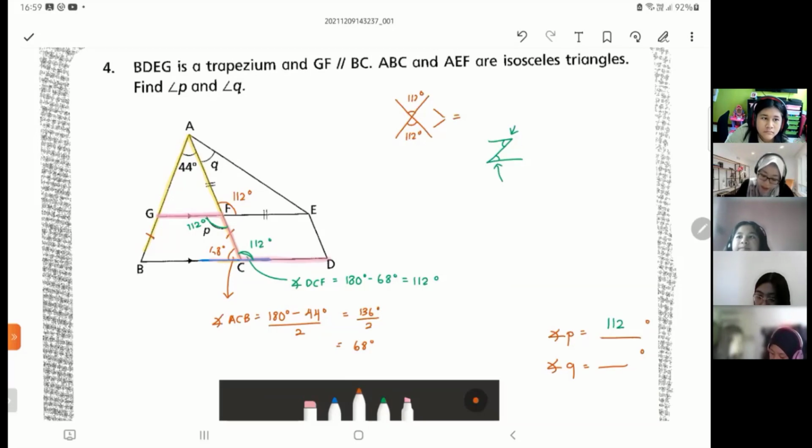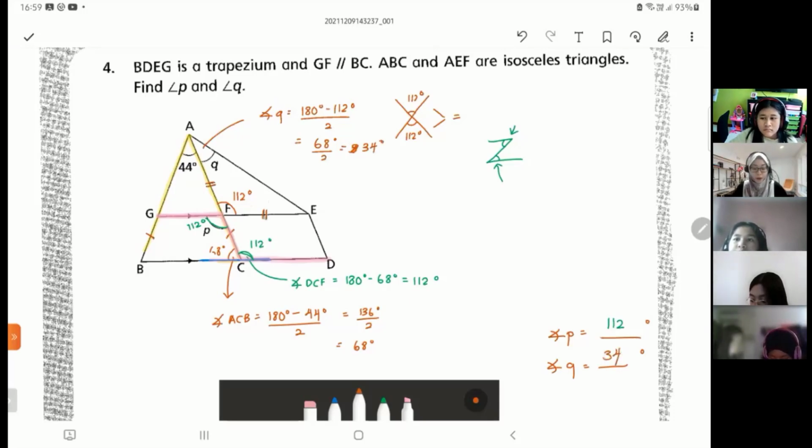Okay, now if I find this is 112, can I find angle Q? Can, okay, because they are isosceles indicated by this and this. So angle Q is equal to 180 degrees minus 112 degrees divided by 2. And you're going to get 68 degrees divided by 2, and 34, sorry. It's 34 degrees. Okay, so angle Q is 34 degrees. That's your answer. All right. Next one.